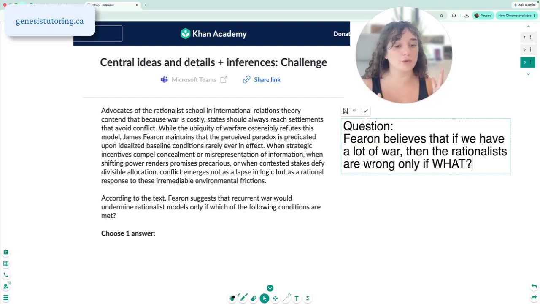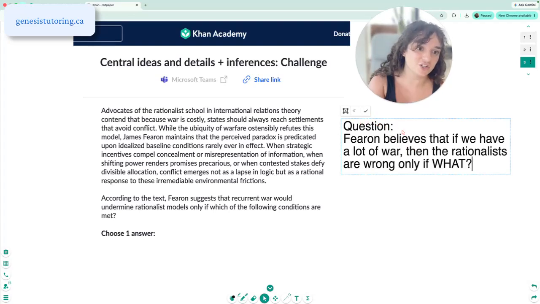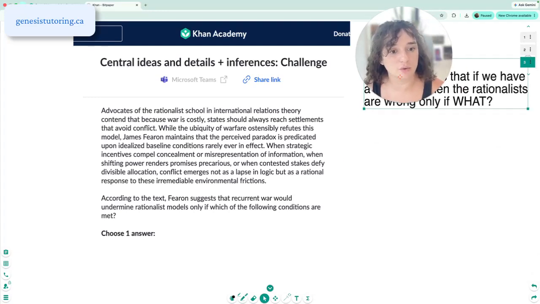And I don't know what the rationalists would be wrong about because I haven't read the text yet. But I know that the rationalists believe something and that if there were recurrent war, it wouldn't be enough to make them wrong. There would need to be another condition that would need to be met in order for them to be wrong, and we need to figure out what that condition is.